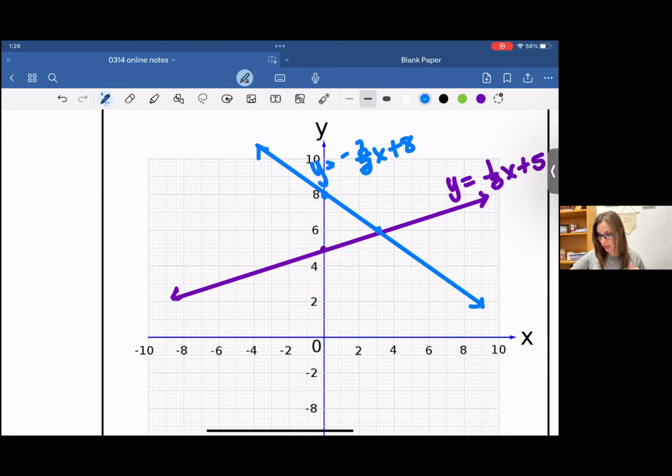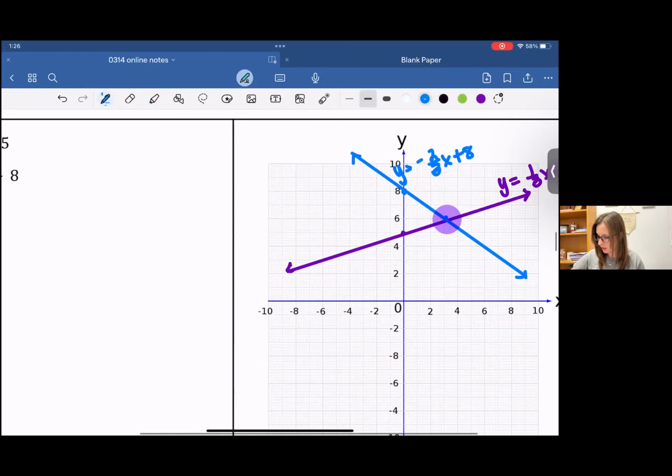And we could see after 10 years of me trying to graph this that it intersects there at a point. It looks like 4, 6. Nope. 3, 6. Sorry about that. 3, 6 is where our 2 lines cross.